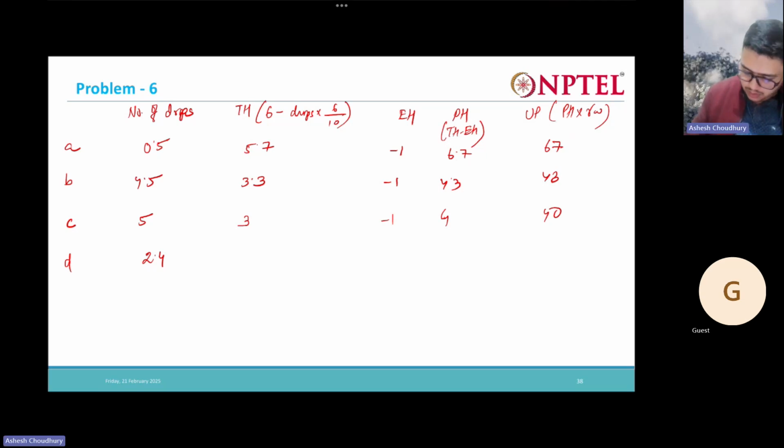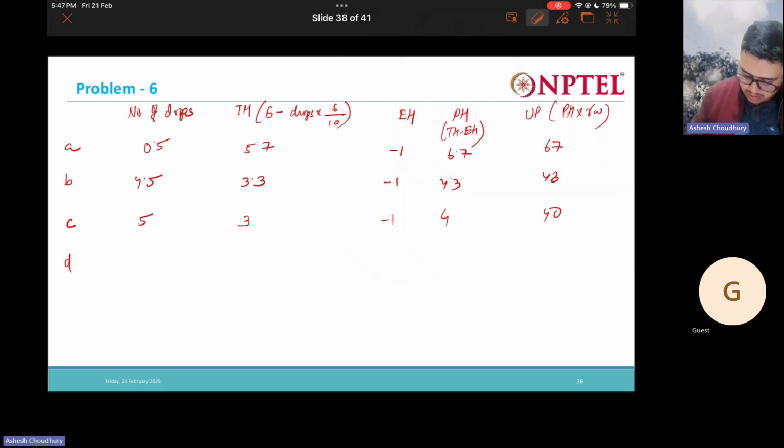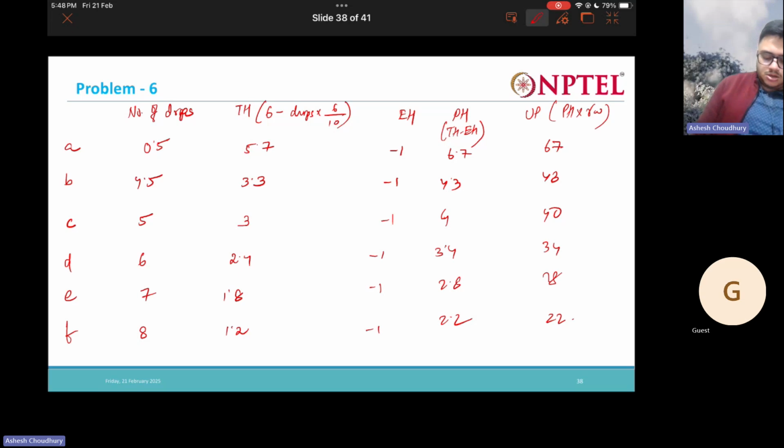Sorry, not 2.4, what am I writing? 2.4 is this one. This is the number of drops, 6. 3.4 minus 1, 4. Then E, 7 drops, 1.8. Finally F, we have 8 drops, 0.2 minus 1, 2.2. So this is the uplift pressure. Like this you need to calculate.